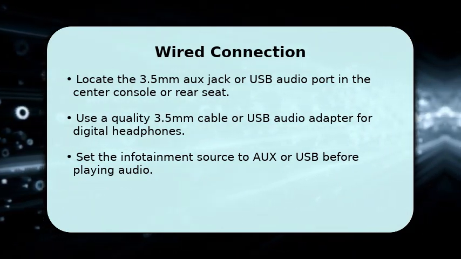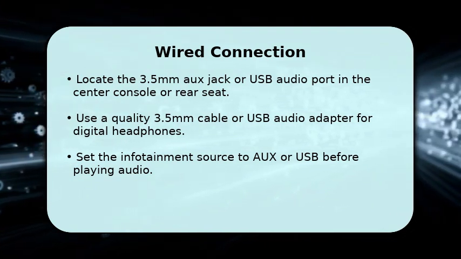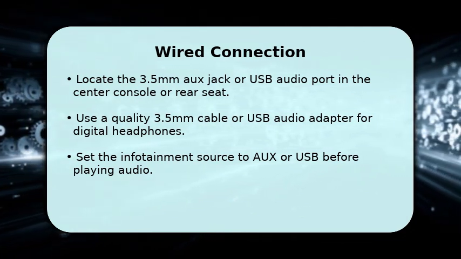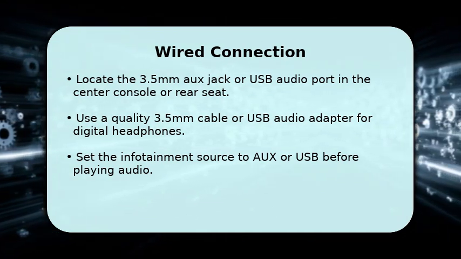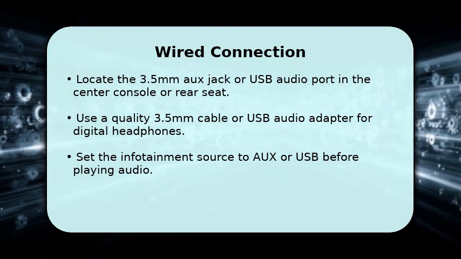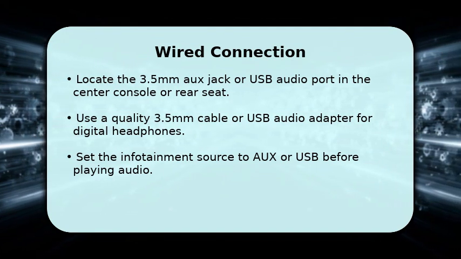Locate the 3.5mm aux jack or a USB port in the console, glove box, or rear seat area. Plug in your cable or the correct USB audio adapter for your headphones, then choose AUX or USB as the source on the infotainment system. Adjust balance and fade settings so the front or rear speakers mute and sound routes to headphones.